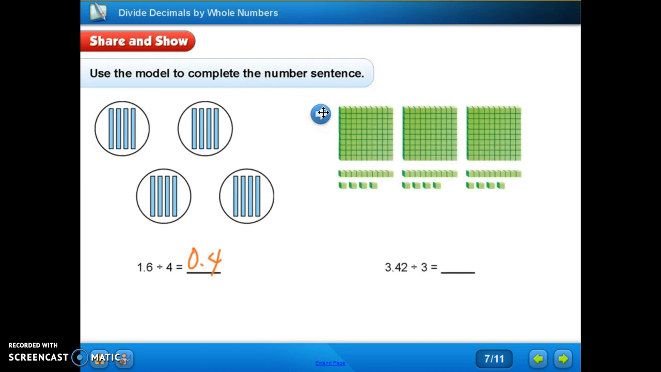Okay, here they modeled 3 and 42/100. What did they have to do? Do we see 4 longs for tens? No. So what did they have to have done? They have taken one of their sticks or their longs and gotten hundredths, right? So 3 and 42/100 divided by 3. Do we have a whole number? 1 whole, 1/10, and how many hundredths? 4.